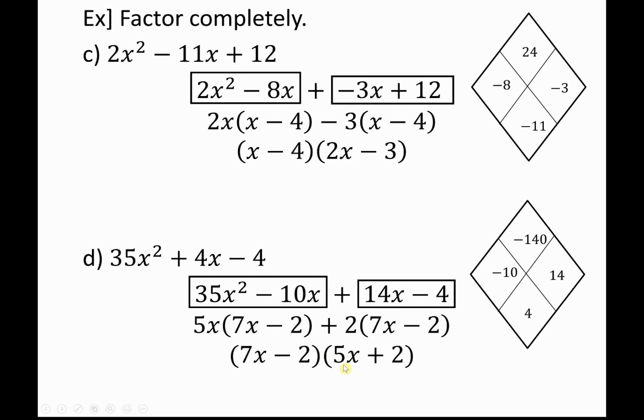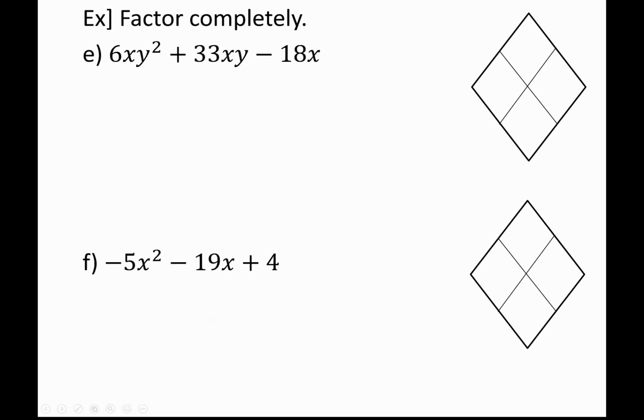Great. All right. Here we go with some more, and these are getting to be a little bit more challenging, but it's something we can handle. Notice that there is a GCF that we can factor out before we implement the diamond method, and it looks like it'll be 3x. Okay, so let's go ahead and factor out a 3x from this original trinomial.